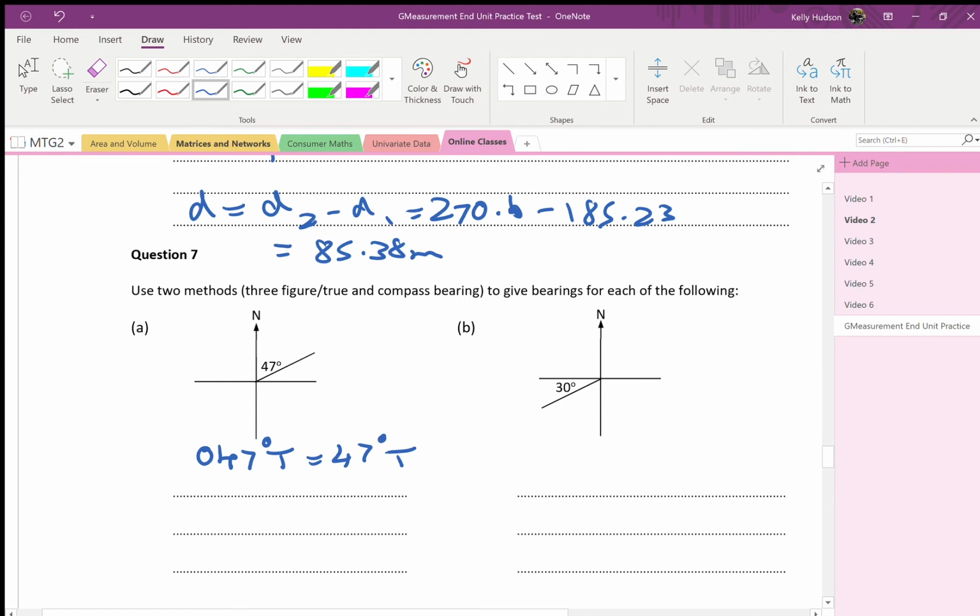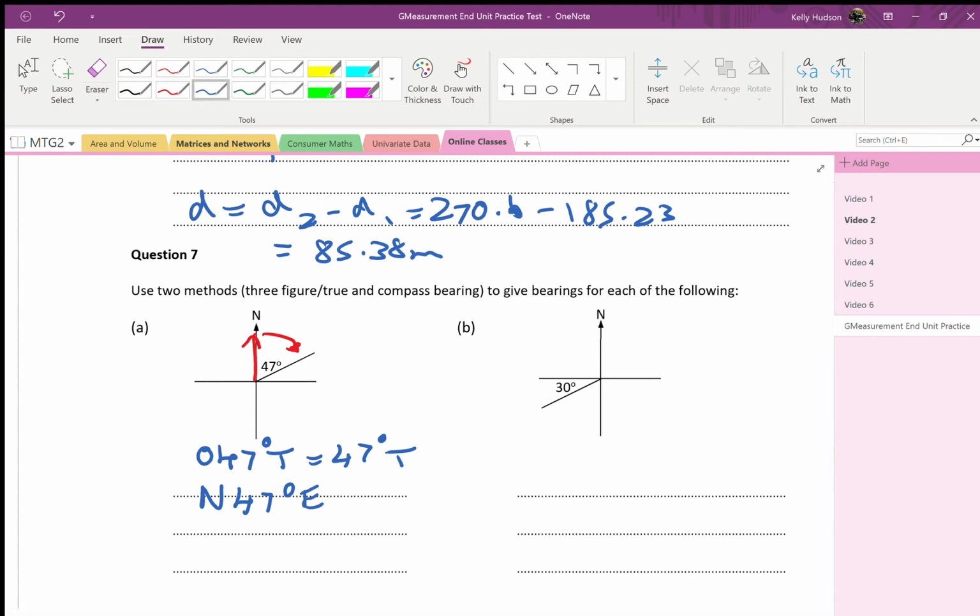The other would be north 47 degrees towards the east. So I go in a northerly direction and I go 47 degrees towards the east, okay, which is my angle.